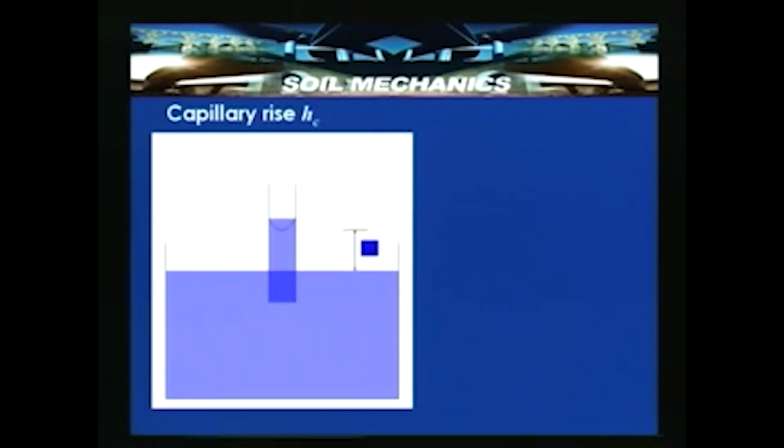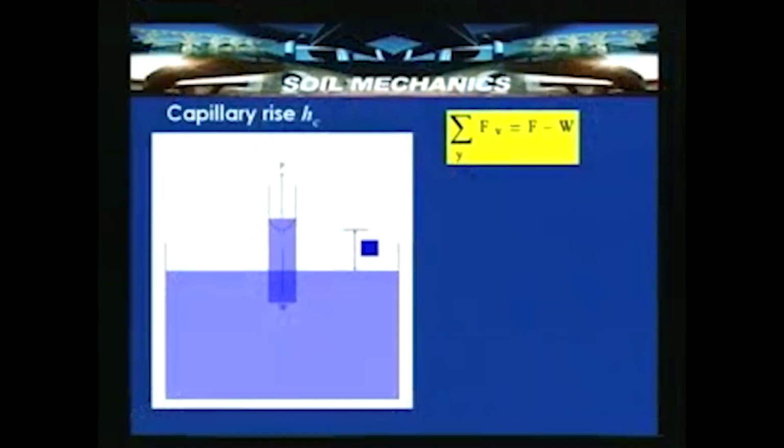Hc is the height to which the water column rose into the tube under consideration. D is the diameter of the tube. F is the force with which it is pulled, and W is the self weight of the water in the column, that is in the tube of diameter D. Now, if you take the vertical equilibrium, sigma Fv is equal to F minus W.